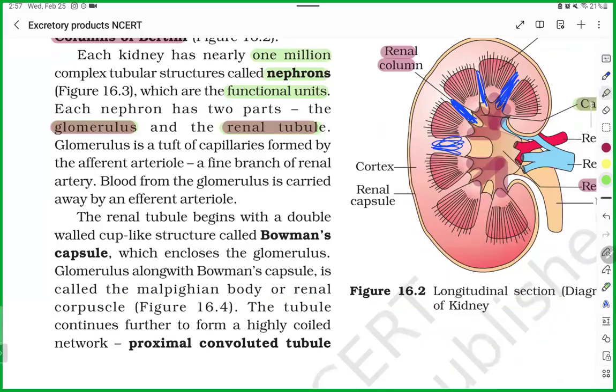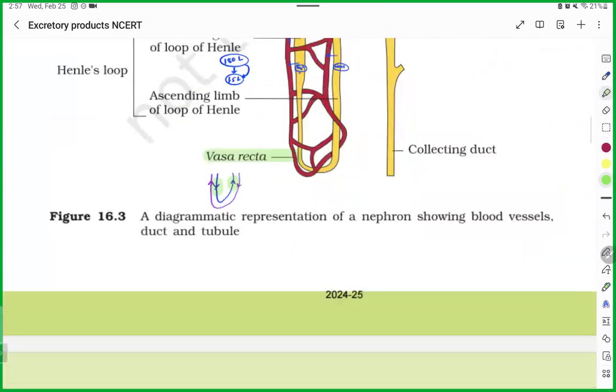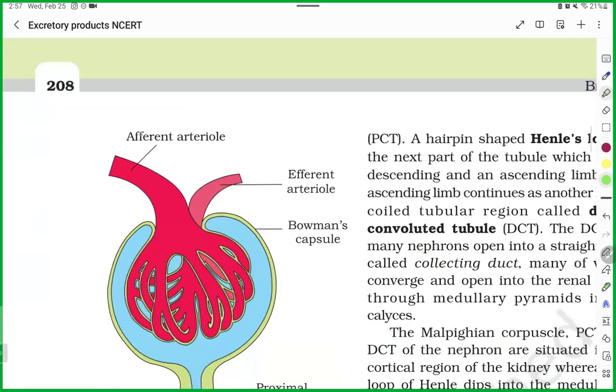Glomerulus is a tuft of capillaries formed by the afferent arteriole, a fine branch of the renal artery. So you can see here, you have a blood vessel. This is the blood vessel, and this comes out from the renal artery.